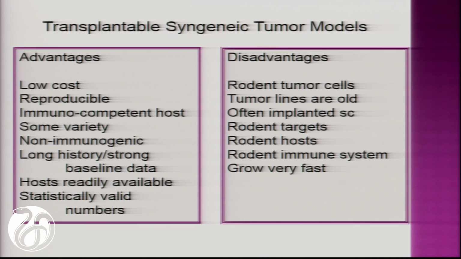So when we test new agents that could potentially become drugs, we're testing them against the mouse enzyme. We're not testing them against the human enzyme, which may not be the same. The hosts are rodent, the immune system is rodent, and the rodent immune system is quite different than the human in many ways. And they grow very fast. So 2 weeks, 3 weeks, a month, and your controls are already too large.